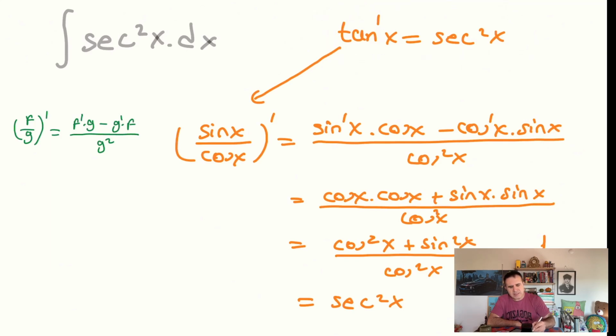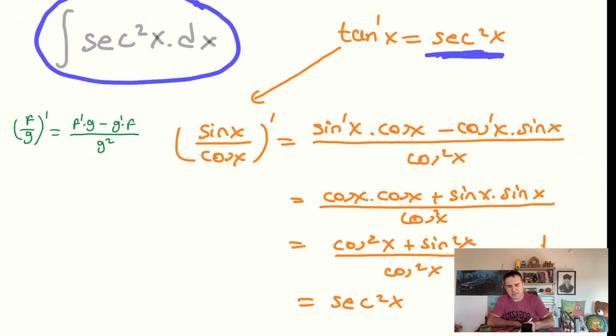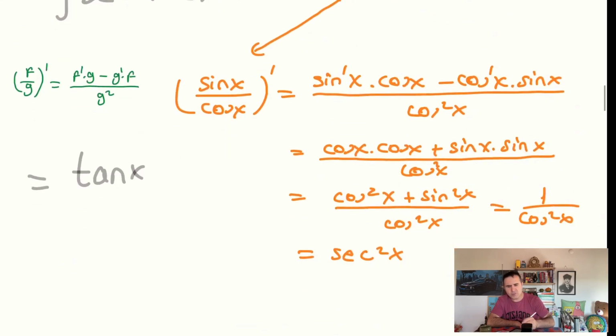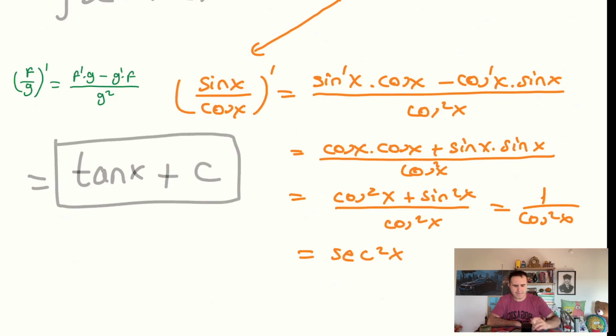Then since we know that the derivative of tangent x is secant square of x, we can say that the integral of secant square of x is equal to tangent x. And since we have an indefinite integral here, we will add a constant c here.